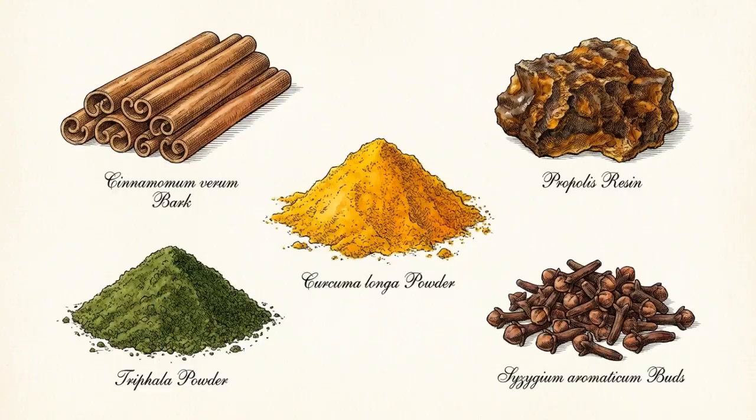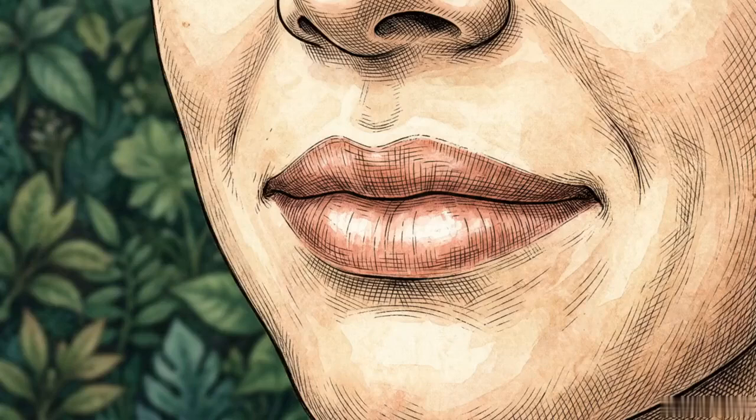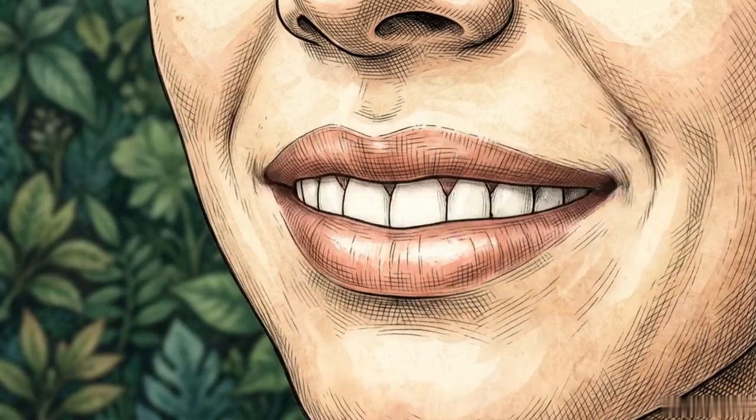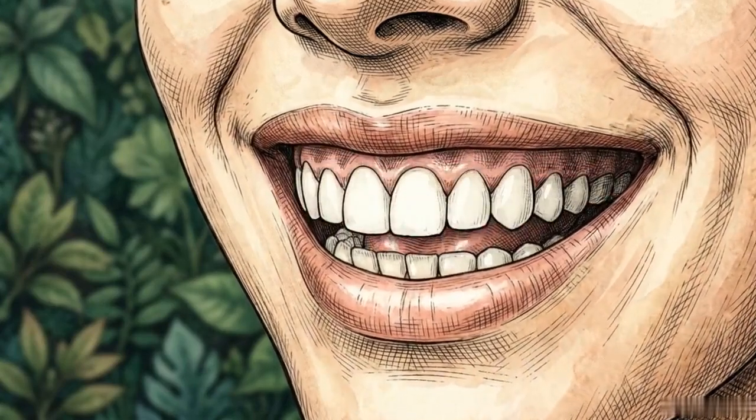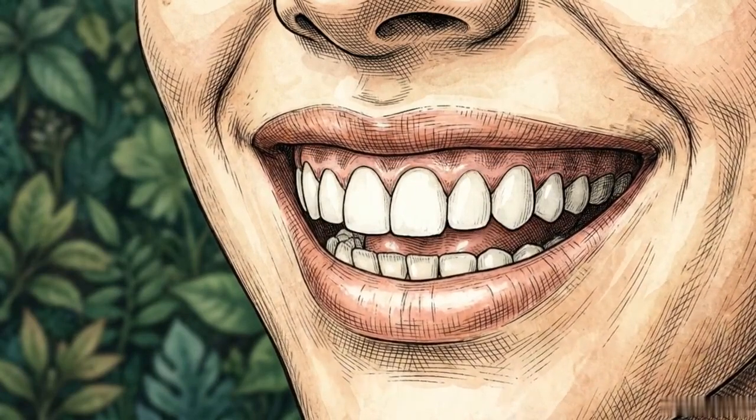An effective protocol relies on a precise combination of researched ingredients: cinnamon, raw bee propolis, curcumin, piperine, triphala, and clove. Maintaining biological homeostasis through targeted botanicals provides a path to oral health that respects the body's natural systems.